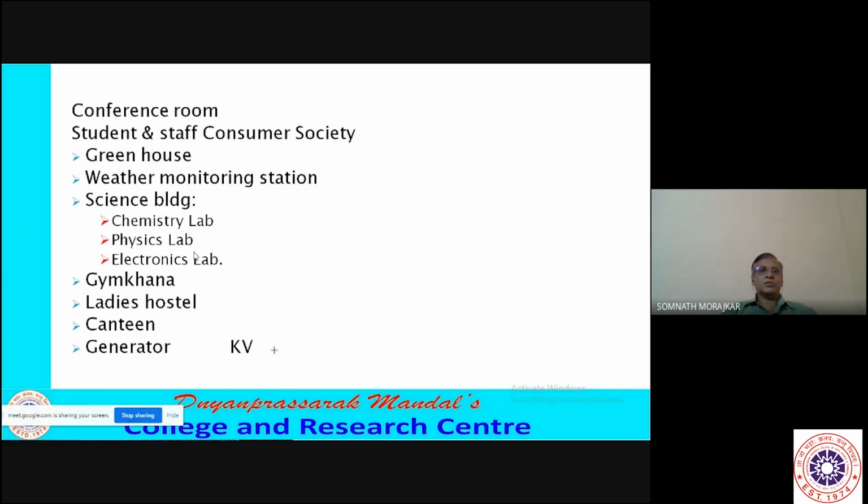Below the library, there is a conference room which has a capacity of around 100 audience. Then next to the conference room, there is a student and staff consumer society, wherein you will get notebooks at a very concessional price. Behind the library and the conference room, there is a greenhouse wherein all ornamental plants and medicinal plants are kept.